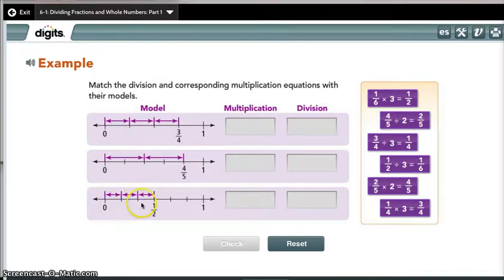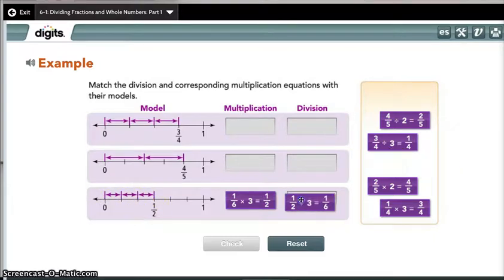This one has 1, 2, 3, 4, 5, 6 spaces, so this one must go here. And we're showing 1/6 3 times gives us 1/2. So let's find its division partner. That must be 1/2 divided into 3 chunks would be 1/6.